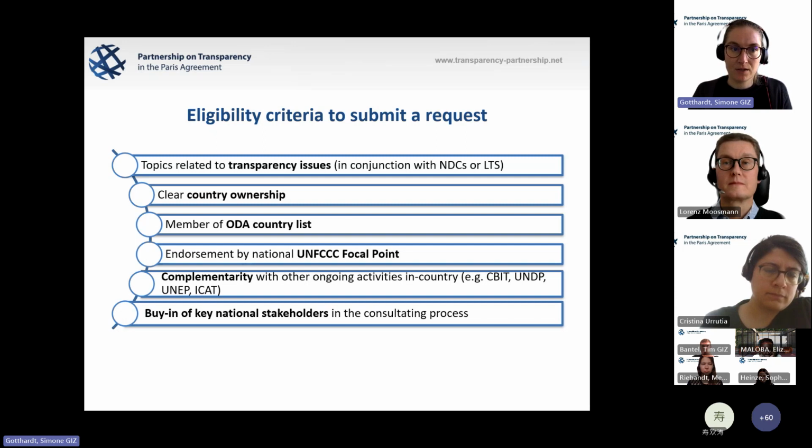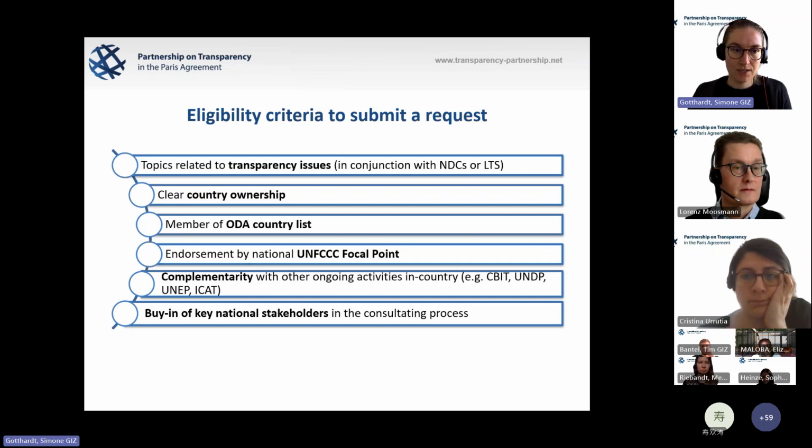And there are some criteria that we need to fulfill. It should be related to transparency issues, so reporting, but also it can be in conjunction with NDCs or LTS, so everything that falls under the Paris Agreement. We wish for a clear country ownership during the entire process. The country who requests should be a member of the ODA country list.